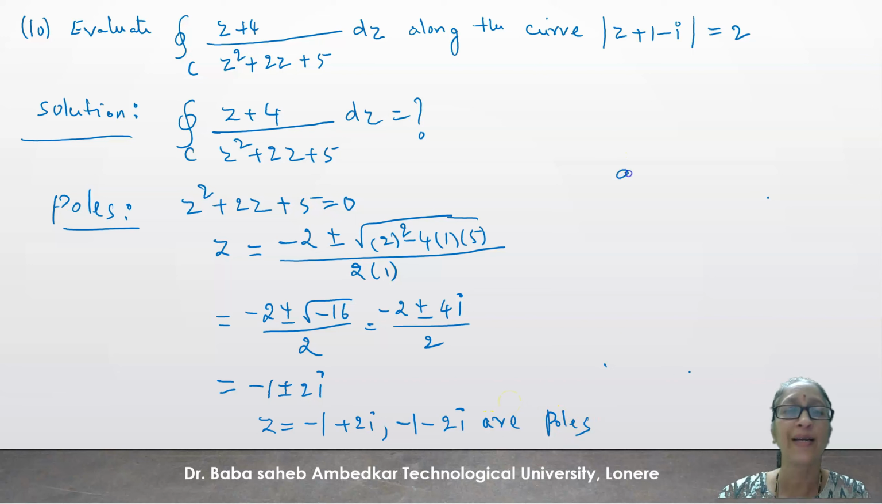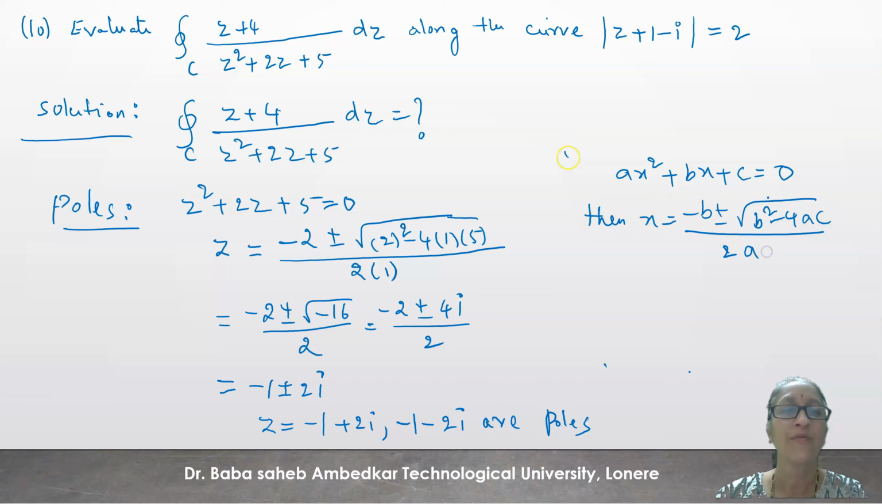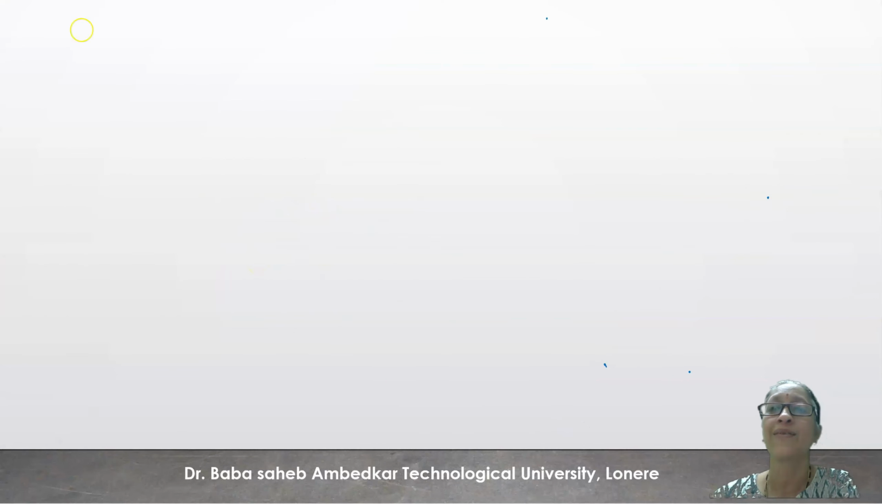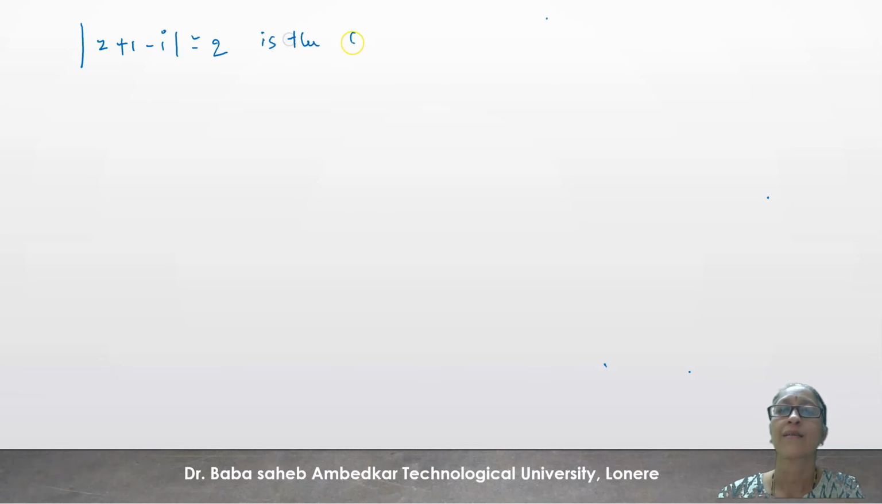Okay, here we have applied this formula. If ax square plus bx plus c equal to 0, then x equal to minus b plus or minus square root of b square minus 4ac by 2a. Using this formula, we can find the roots. So here we can find this value of z. Now, let us see this circle. What is given? Modulus of z plus 1 minus i equal to 2 is the circle.